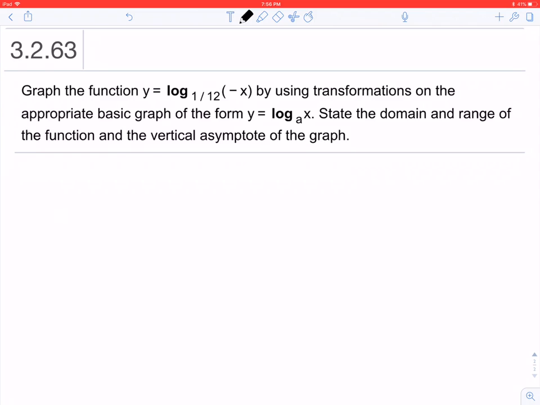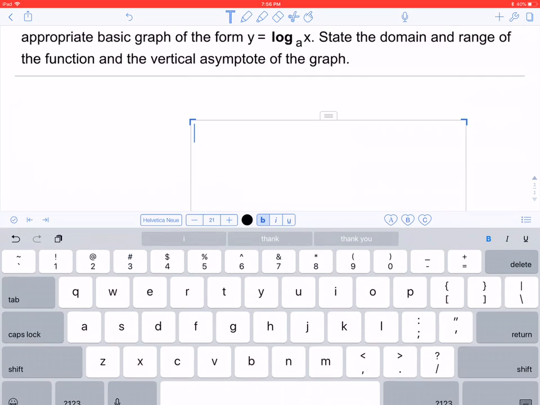So, assistance with graphing. This question says to graph this function by using transformations on the appropriate basic function of this form. State the domain and range of the function and the vertical asymptote of the graph. Okay. Let me introduce this if I can. Can I? Text box. Yes, that's fine.